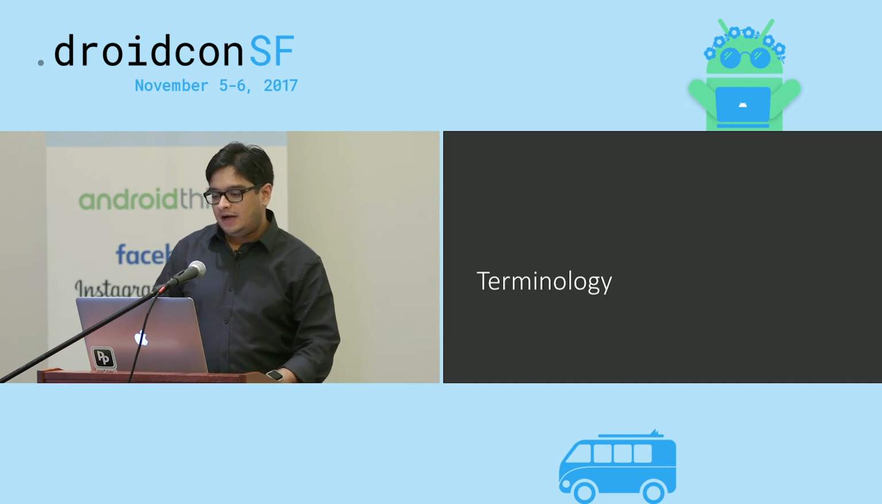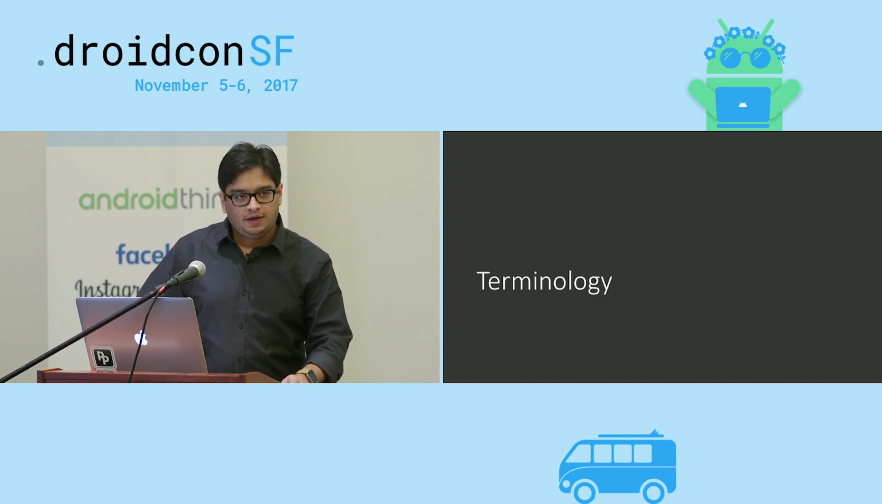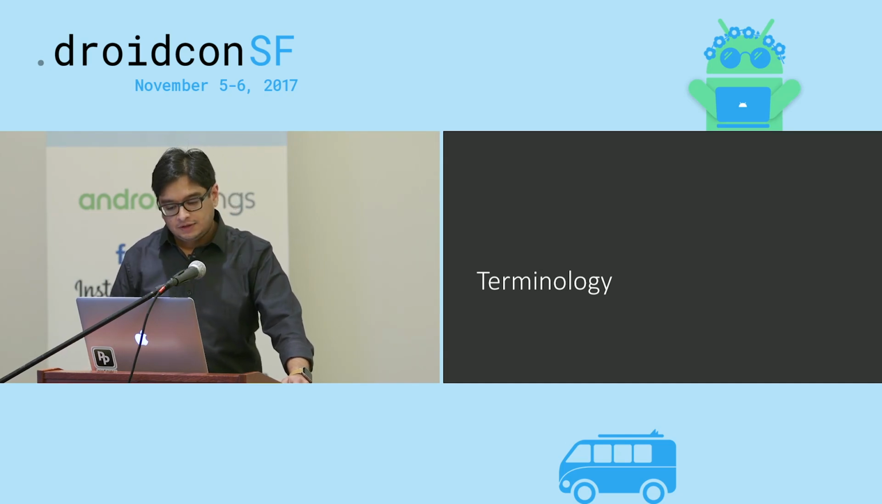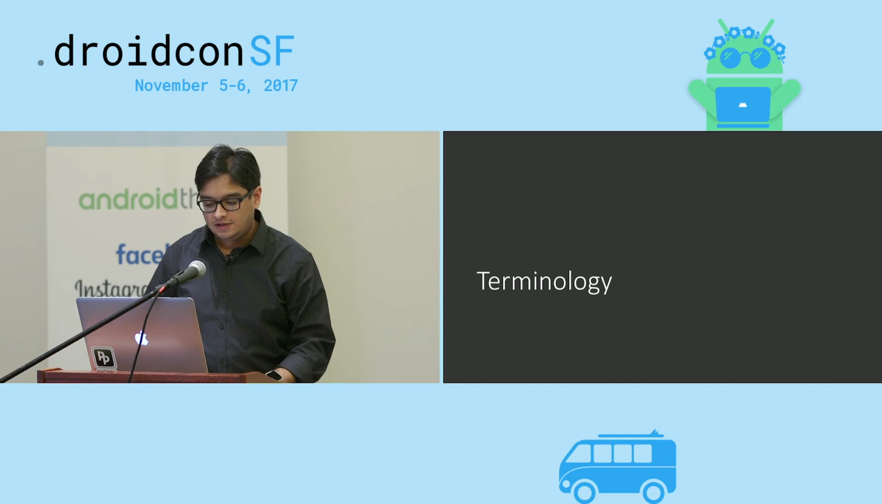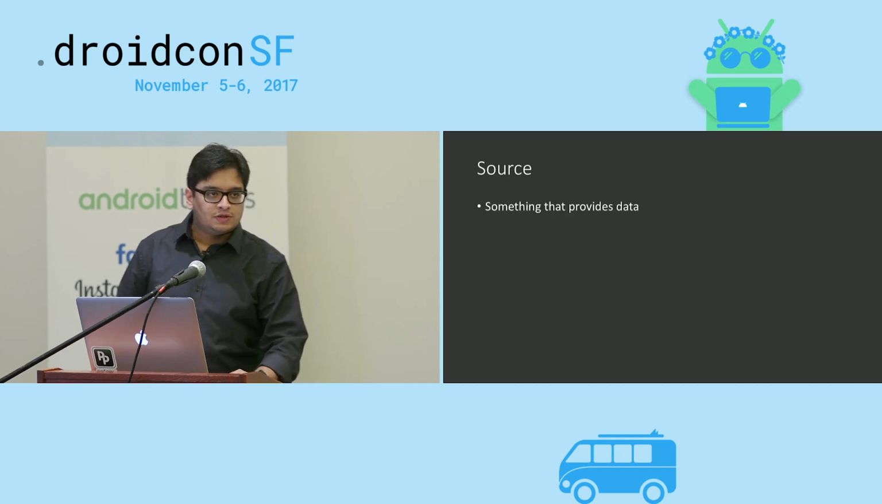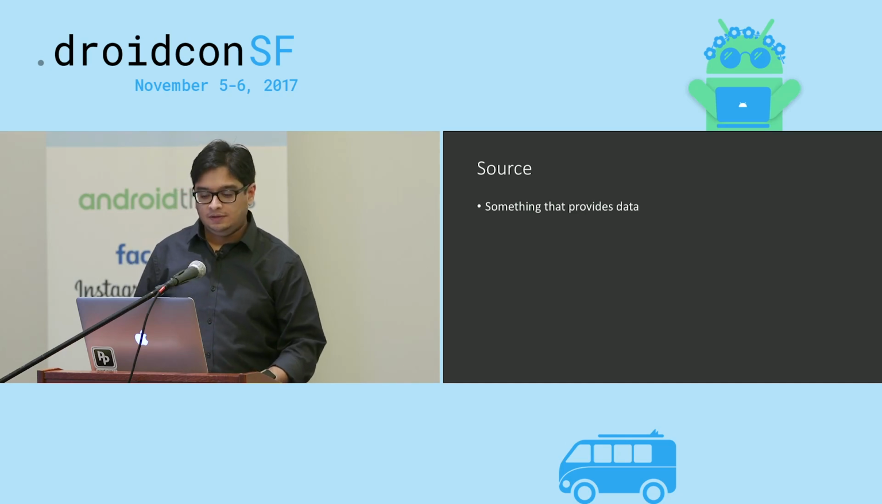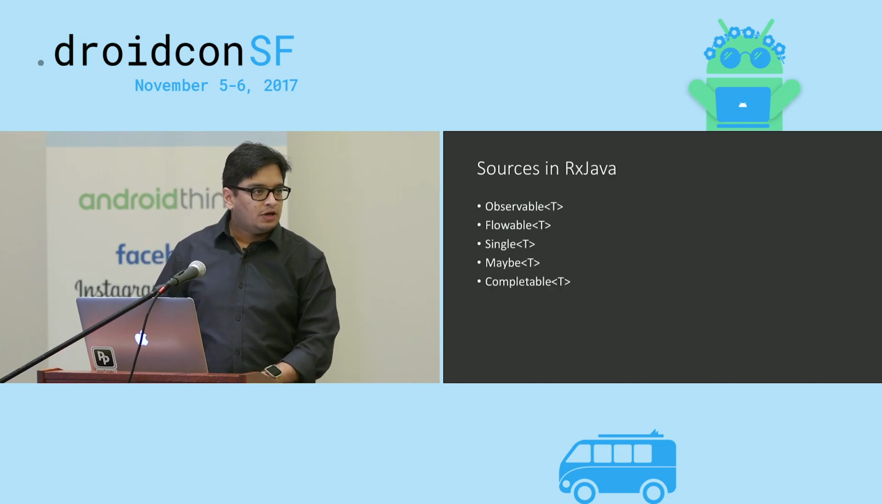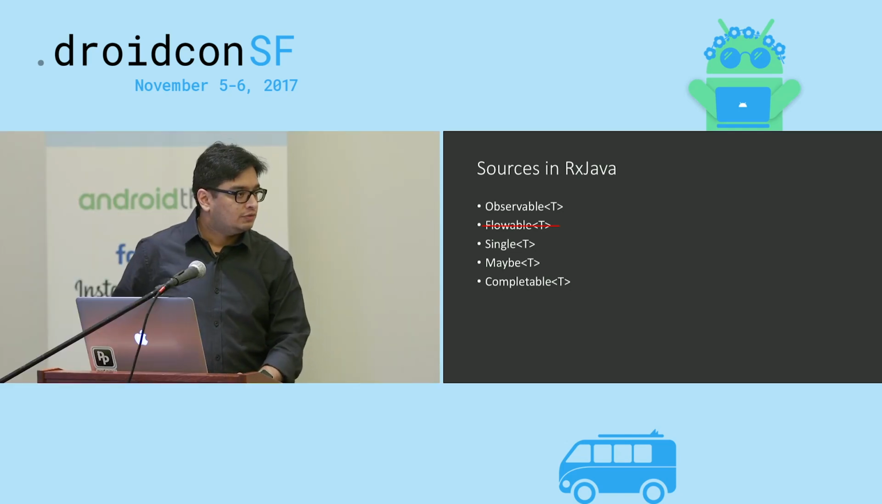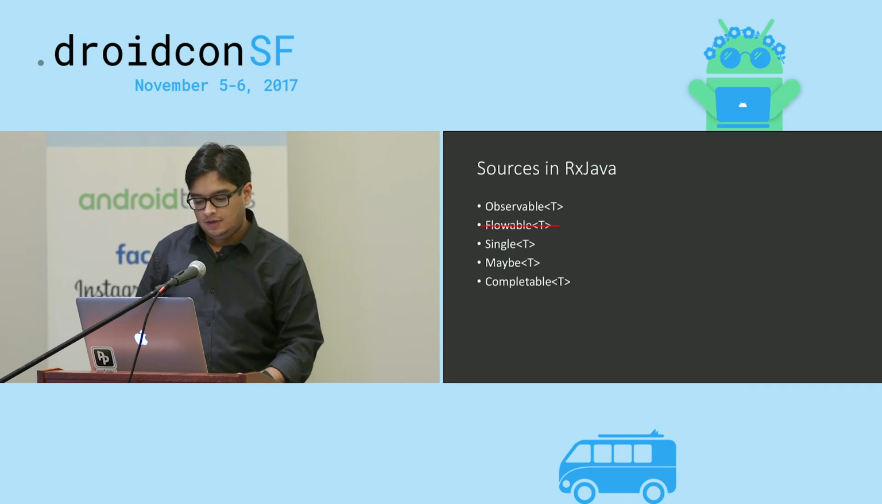So, terminology. RxJava is a little complicated and has a steep learning curve. So we'll talk about a few terminologies so that we are on the same page throughout the presentation. So what are sources? Sources are something that generates data. RxJava provides multiple ways to generate data. In today's talk, we won't be talking about Flowable just because of time constraints, and it's already a long presentation. So we'll skip Flowable, and we'll discuss all the others.